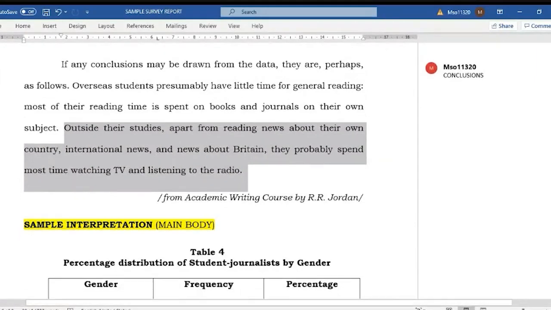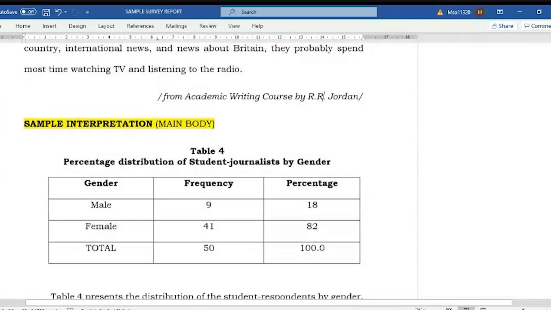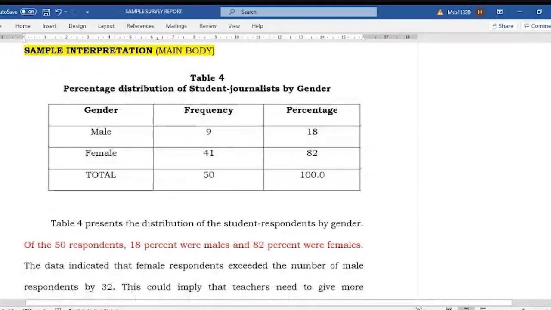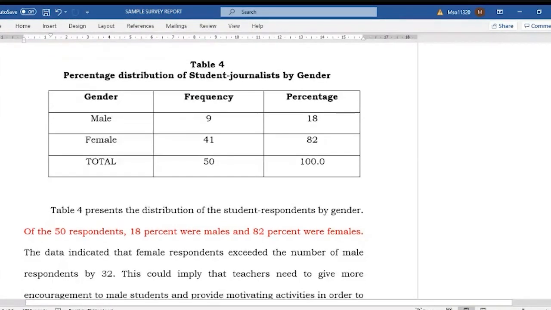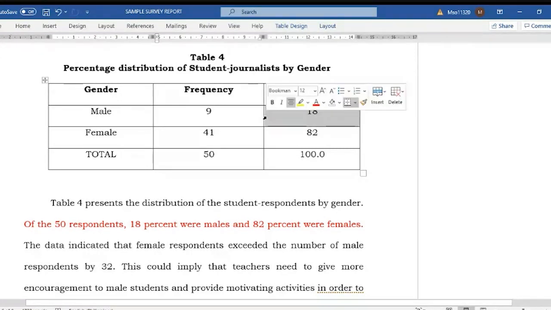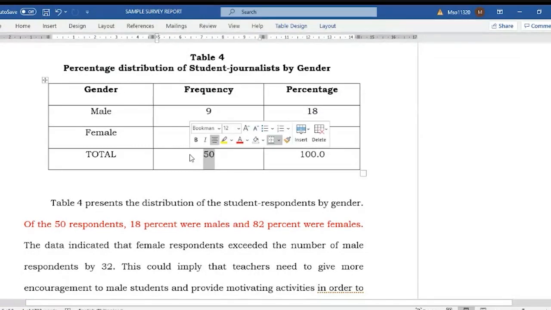So that's it. Let me show you a sample of an output wherein it has tables, and the table is interpreted. Here, this is actually a survey about student journalists: the gender, male, female, and then the count, 9, 18%. Out of 50 student journalists, there are 9 male and 41 female. So if you convert that into percentage, you have 18% male and 82% female.